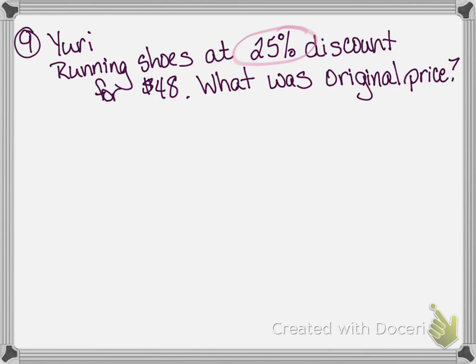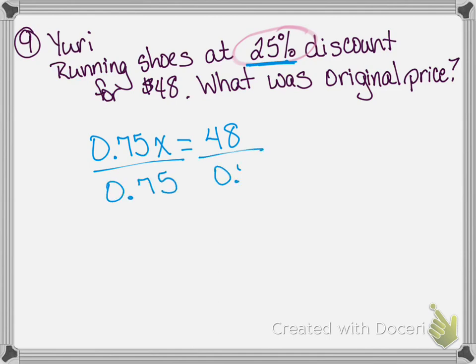So the key to this particular problem is to understand that 25% is the percent off. So 75% of the original price is what equals $48. That's the super important thing to remember about this problem: 75% of the original price is equal to 48. So at this point, you divide both sides by 0.75, and your answer is going to be $64.